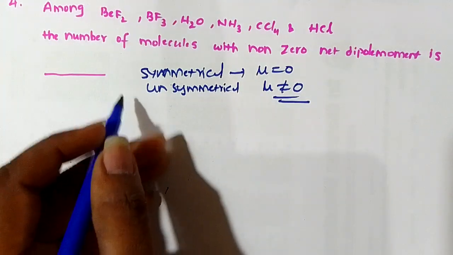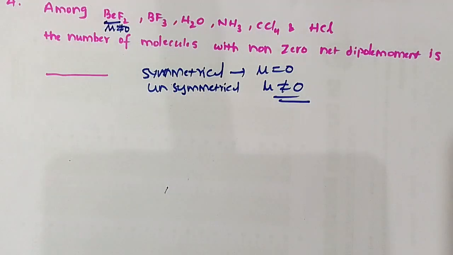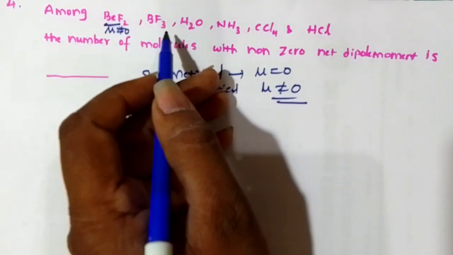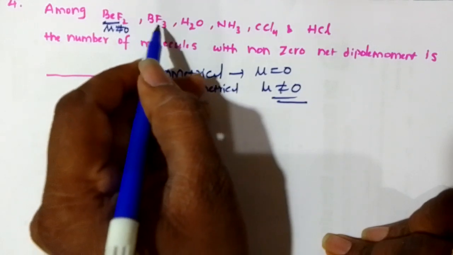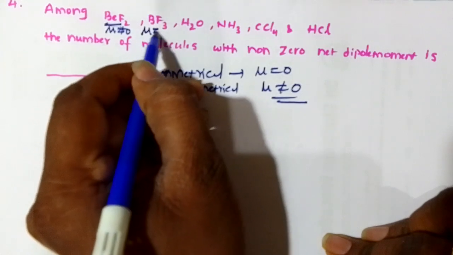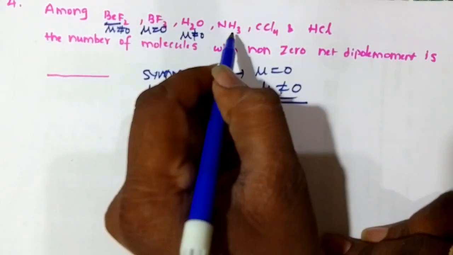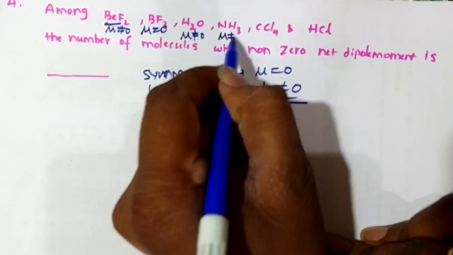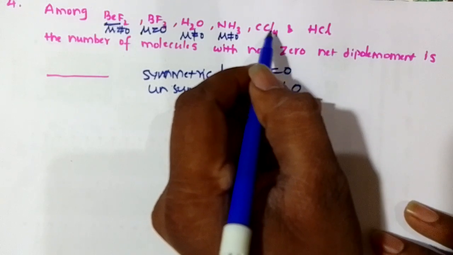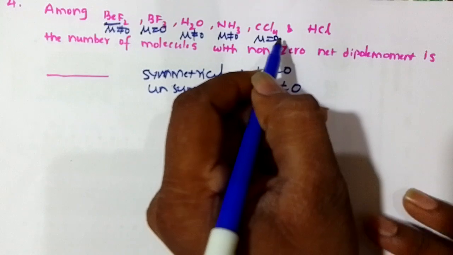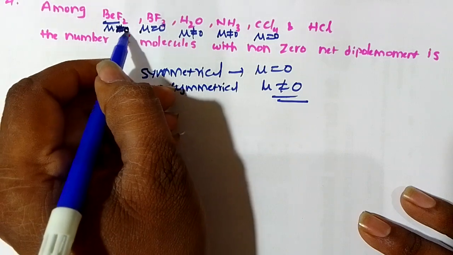Now, given here, BeCl2 is linear and symmetrical, so the dipole moment is 0. Boron trifluoride, BF3, is symmetrical, trigonal planar, so the dipole moment is 0. H2O is bent, unsymmetrical, mu not equal to 0. NH3 is pyramidal, unsymmetrical, mu not equal to 0. Next, CCl4, carbon tetrachloride, is symmetrical, mu equal to 0.